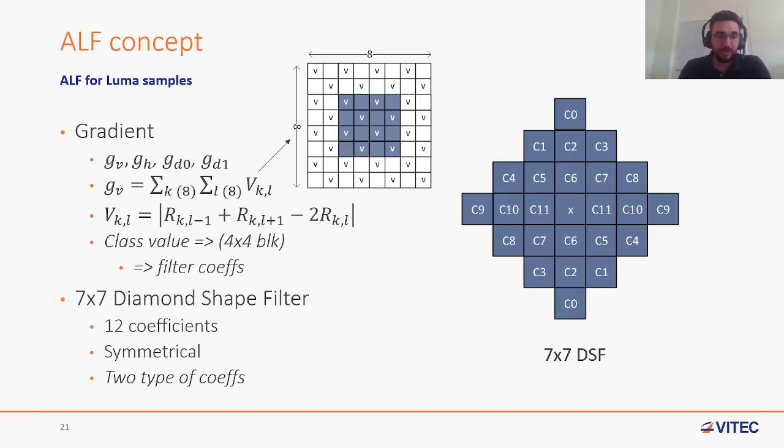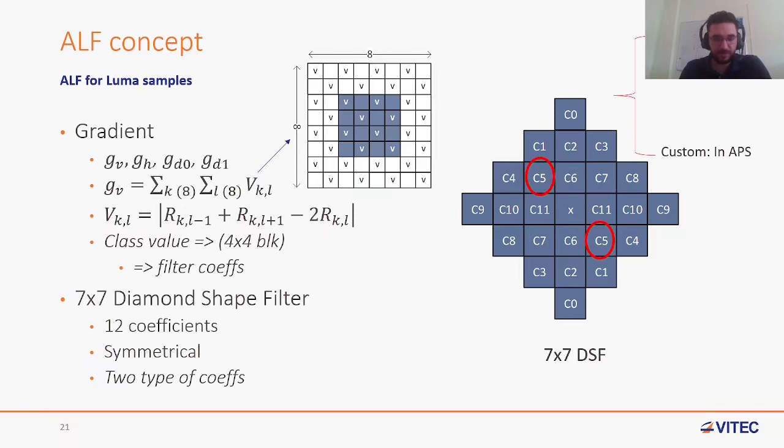Now, after computing all gradients for all directions, every 4x4 block is actually classified into a value between 1 and 25. This value enables us to determine the filter coefficient. Now, as you can see from the figure, the 7x7 diamond shape filter is actually symmetrical. Therefore, only 12 coefficients are required. In addition, these coefficients are of two types: fixed filter coefficients, which are 25 filters defined by the VVC standard, or custom filter coefficients, which are filters created by the encoder and signaled directly to the decoder via the adaptation parameter set.